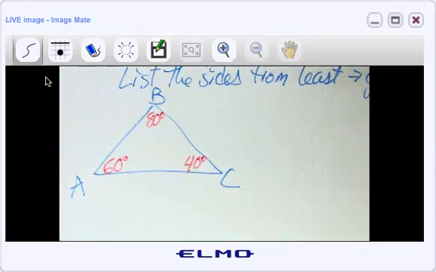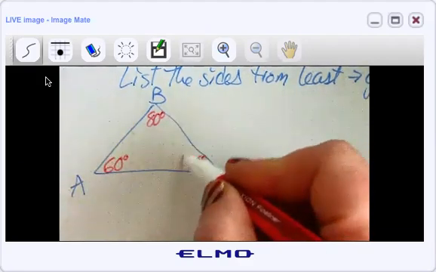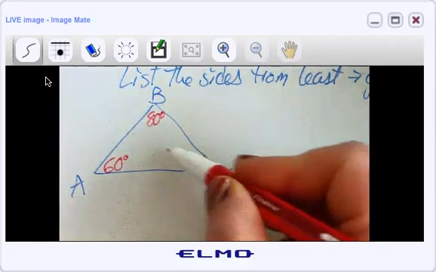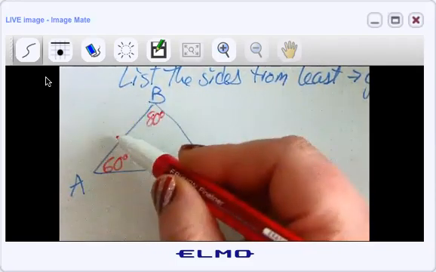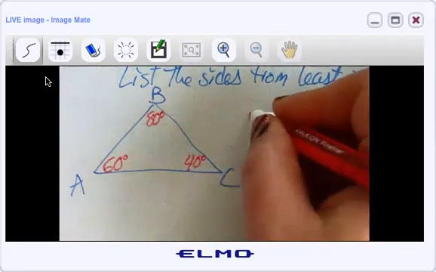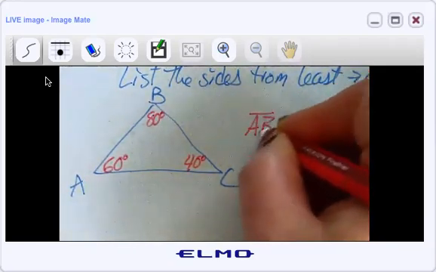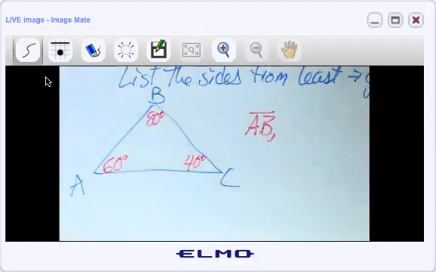Which of these three sides, does anyone want to take a guess, has to be the smallest side? Anybody want to take a stab at this? Side AB, yes, because here's my smallest angle, the one that's marked 40. So the side across from it is going to be your smallest. So side AB, and remember we write that with a line over it to indicate that it's a line segment, right? So there's that smallest side of my triangle.